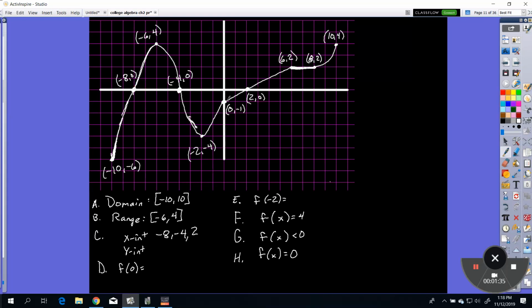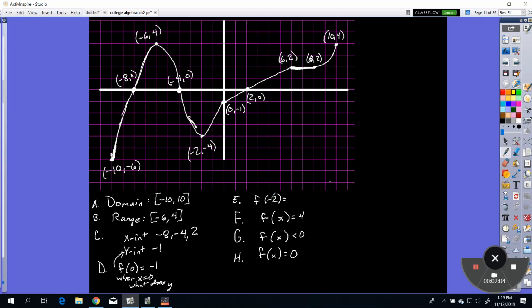Y-intercept. There's only one place it crosses the y-axis, and that's at negative 1. F of 0, what this is saying is when x equals 0, what does y equal? Well, when x equals 0, y equals negative 1. That's just another fancy way of saying what's the y-intercept. Those are basically the same thing.